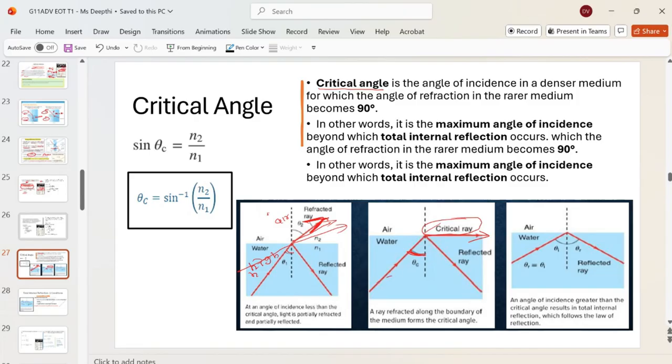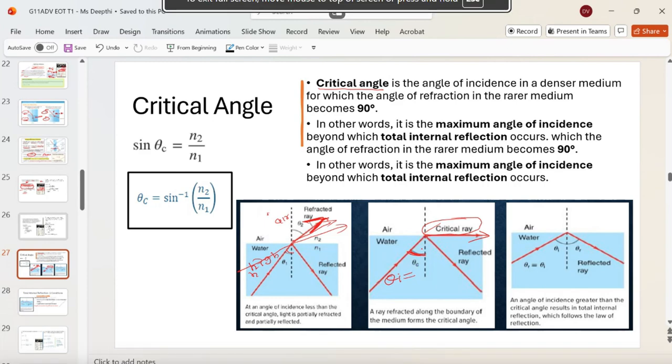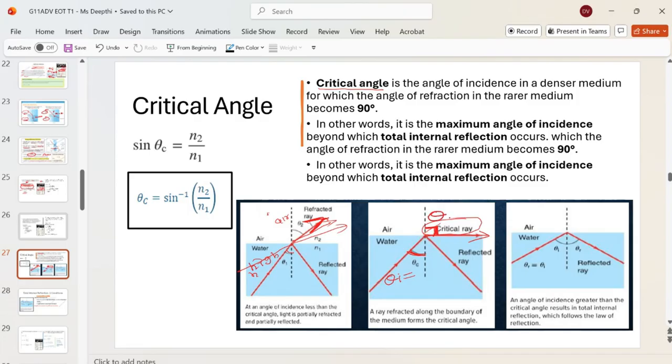Right? And this angle of incidence we call by the name critical angle. So look at the angle of refraction at this time. It is the angle between the normal and the ray which is going along the boundary. That is 90 degrees. You can see that it forms 90 degrees with the normal, right? So that is the meaning of critical angle.